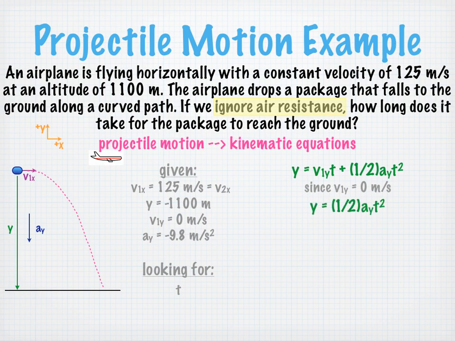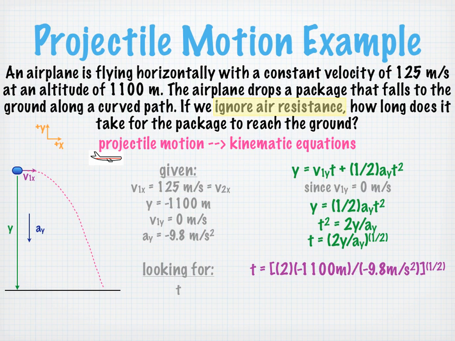Since we're looking for t, next we go through the steps to solve this equation for t, and now we can plug in our known values. And using our calculator to solve, we get a value of 15 seconds for how long it takes for the package to reach the ground.